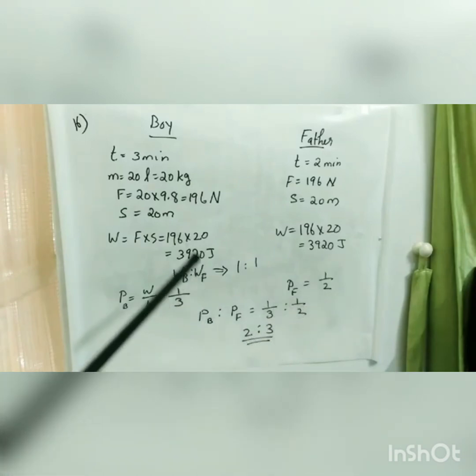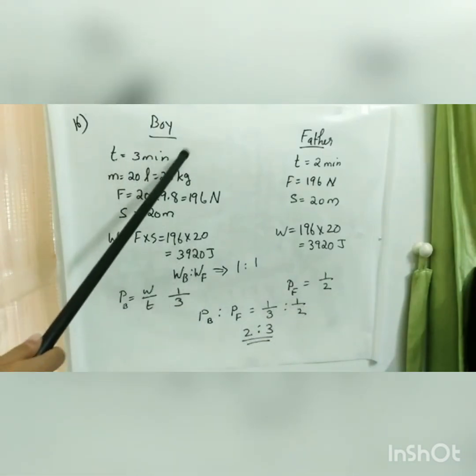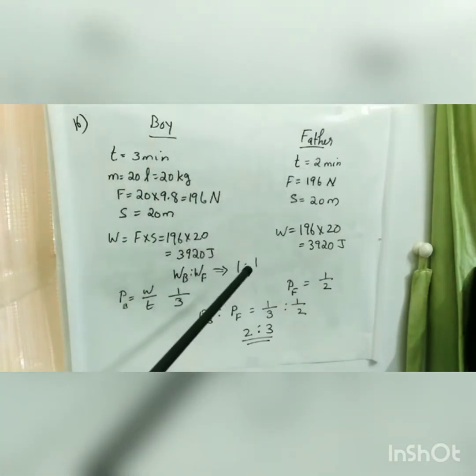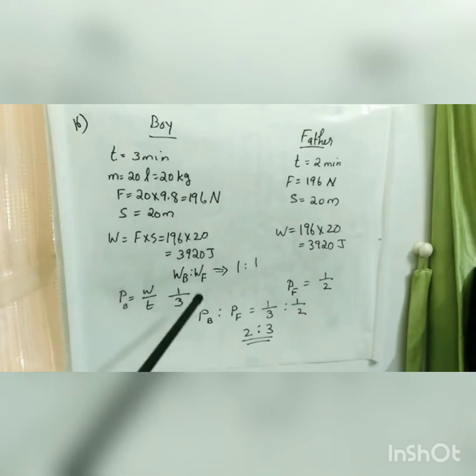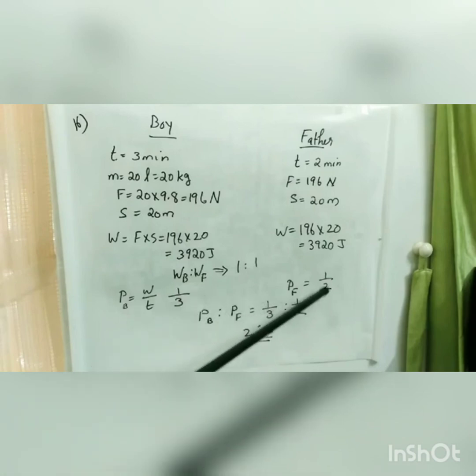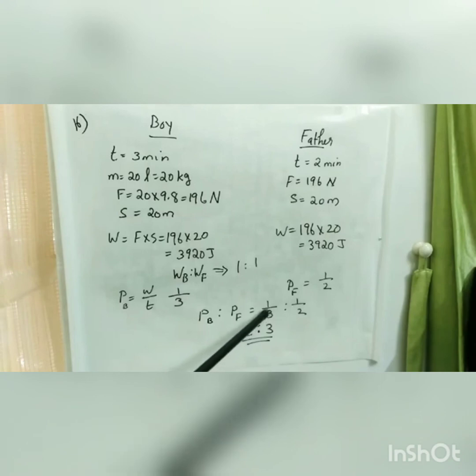You can ask why I am not converting 3 minutes to seconds. Both are given in minutes. If you want, you may convert, but whether you convert or not, you will get the same answer. So power of boy is to power of father is 1 by 3 is to 1 by 2. Now cross multiply. Whenever you get a fraction, you just cross multiply. You will get 2:3. So we completed all the problems of chapter 2a.